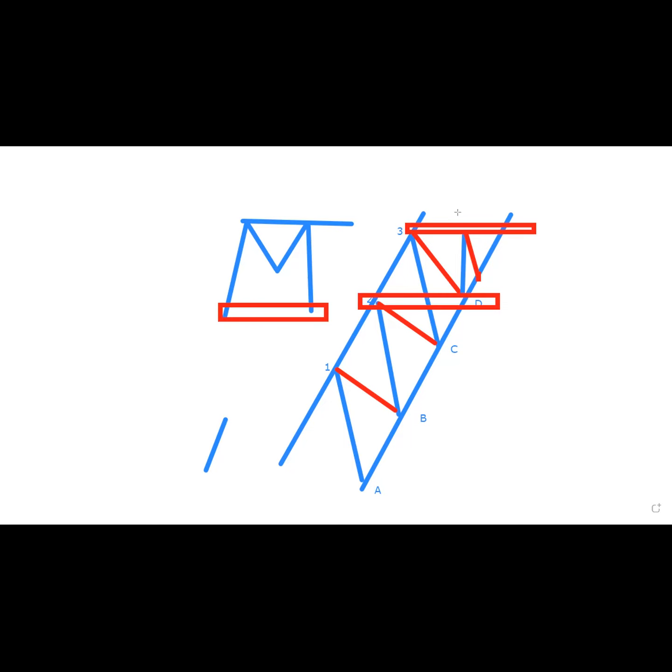False breakout means the candle first went on top of the zone, as if buyers were breaking it. That's why we always say wait for candle closing. But by the time the candle was closing, you just discover that the sellers pushed it back and you have something that looks like a pin bar.